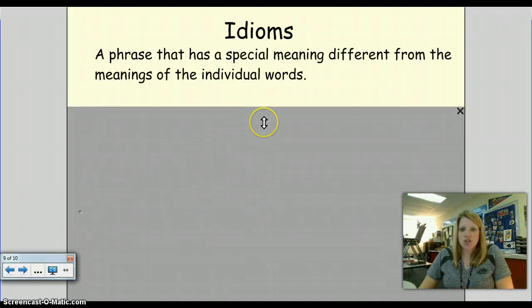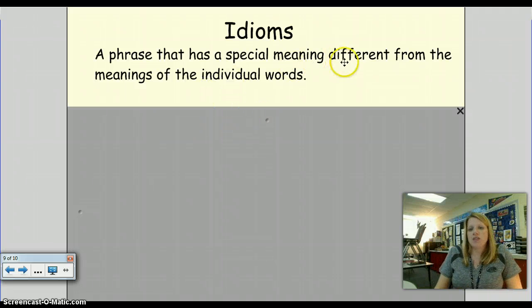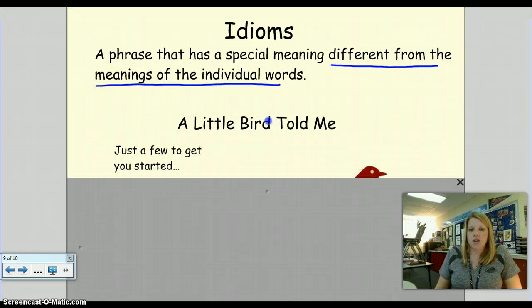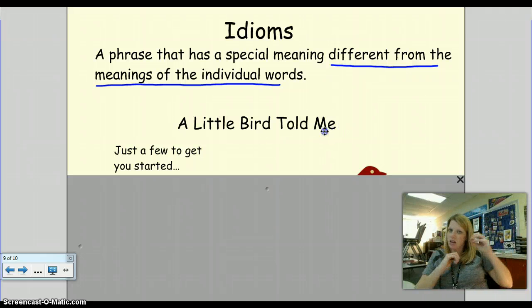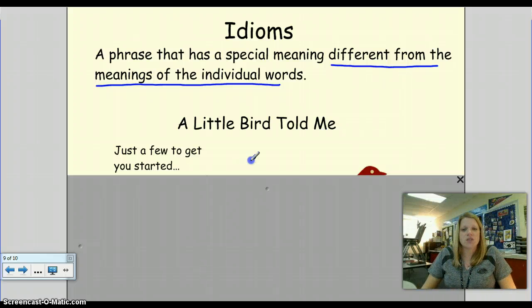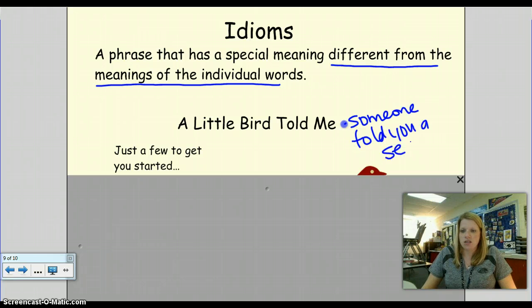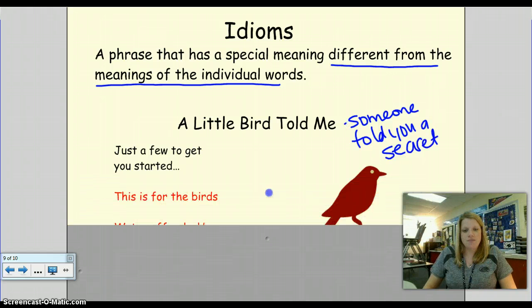Okay, your next term is an idiom. It's a phrase that has special meaning different from the meaning of the individual words. A little bird told me would be an idiom. It doesn't literally mean a bird came to your ear and told you something, because that would be weird. It just means somebody told you a secret.